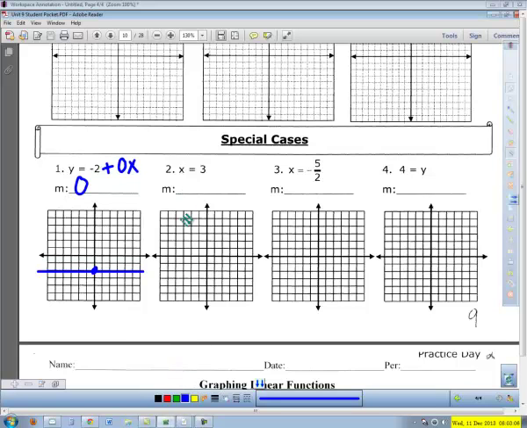Okay, so let's take a look at number 2. We've got x equals 3. So what that means, if x equals 3, is that no matter what my y value is, x is always going to be 3. Okay, so if y is 0, then x is 3. If y is 1, x is 3. Y is 2, x is 3. Y is -3, x is still 3. -5, x is still 3. So what we get when we have this line, or these points right here, is we have a line that looks like this. So my slope, when we draw my line, is undefined.